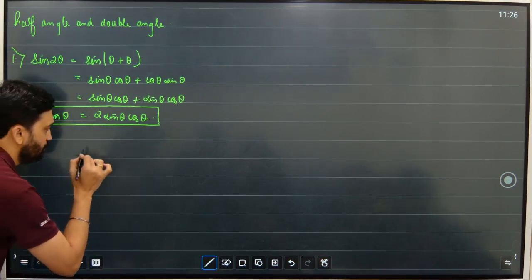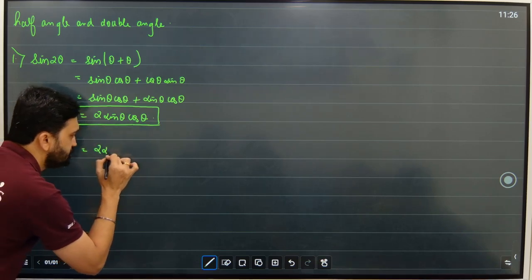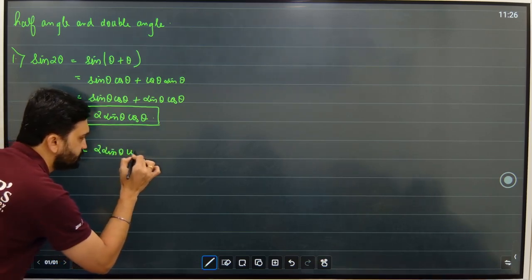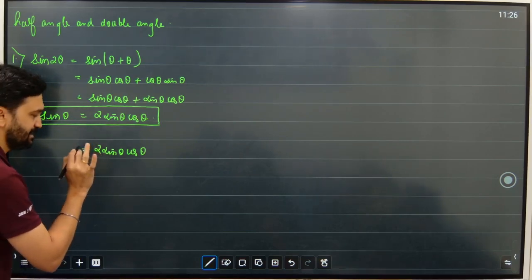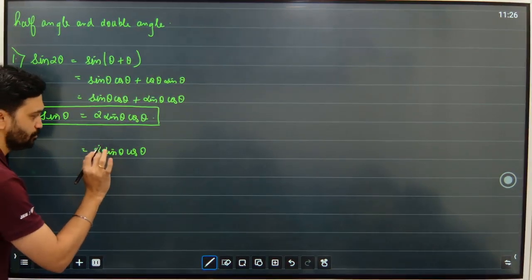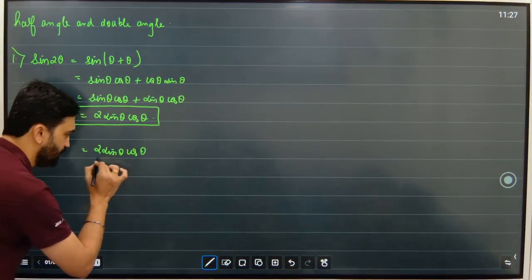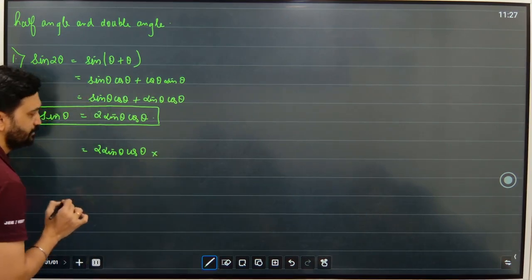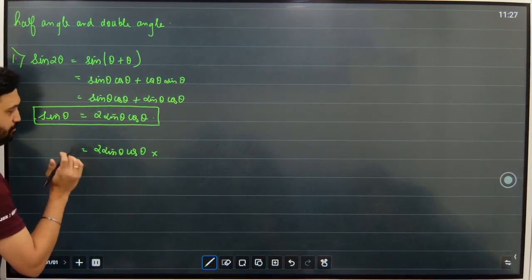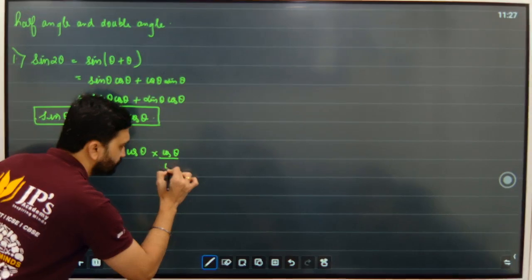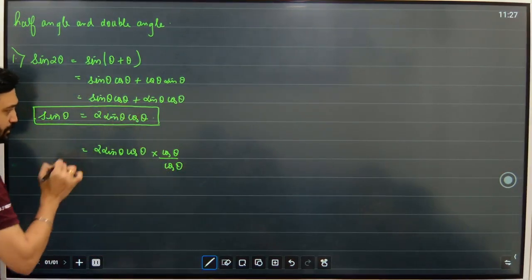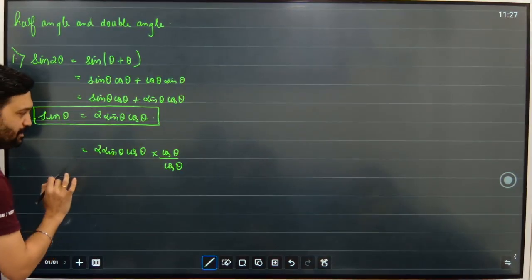Now the second formula is, once I have got 2 sine theta cos theta, all I am going to do is I am going to make sure that I multiply and divide by cos theta. In this formula, what I have done is I have multiplied and divided by cos theta.